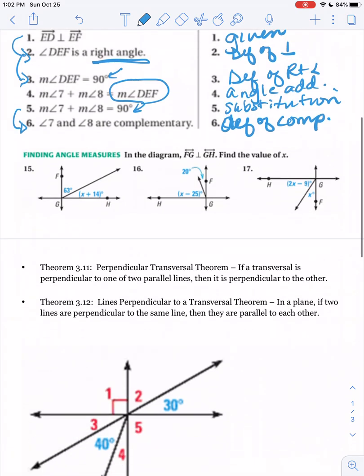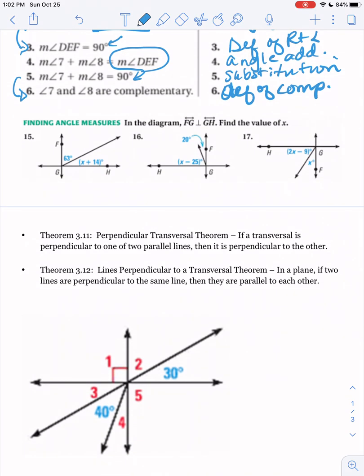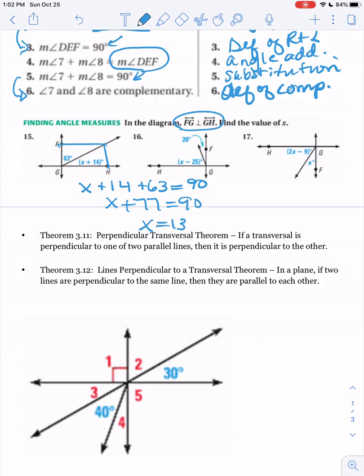All right, now we're going to practice. So again, here we have two adjacent angles and they're formed by perpendicular lines or rays, so we can assume they equal 90 degrees. So we're simply going to say that x plus 14 plus 63 is going to give us that 90 we're looking for. I'm going to combine my like terms, so that's 77 equals 90, subtract 77 from each side. It looks like the value of x is going to be 13.